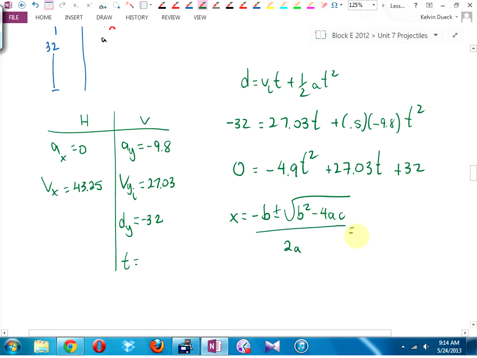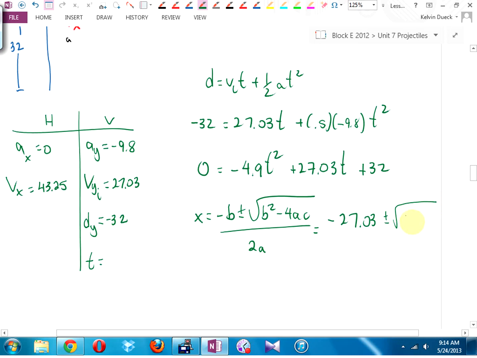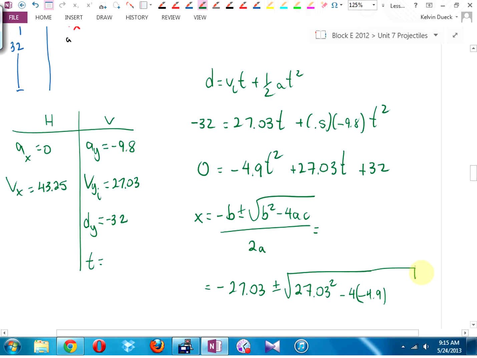You can go, don't write this down, negative 27.03 plus or minus the square root of 27.03 squared minus 4 times a, which was negative 4.9, times c, which was 32, all over negative 9.8, because 2a is negative 9.8. You can go from there.